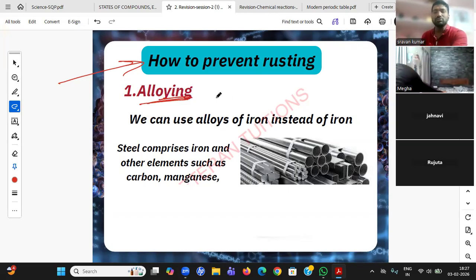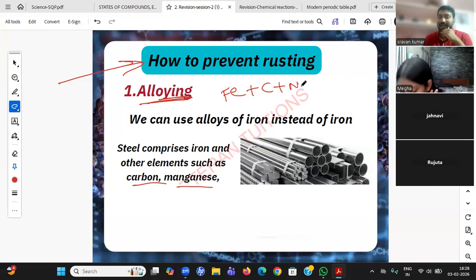We use iron pipes underground and in many places we use iron, because it is strong enough. But it is prone to corrosion. How to avoid it? Mix iron with some other things, like carbon, manganese. Our utensils are all stainless steel. Why? We want very strong things, so I want to use iron, but it will corrode. So what will I add? I'll add carbon, I'll add nickel, I'll add chromium. What is this combination? Stainless steel.